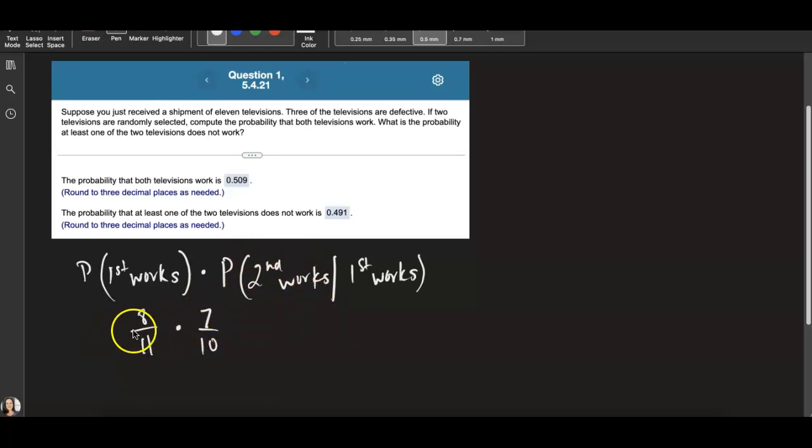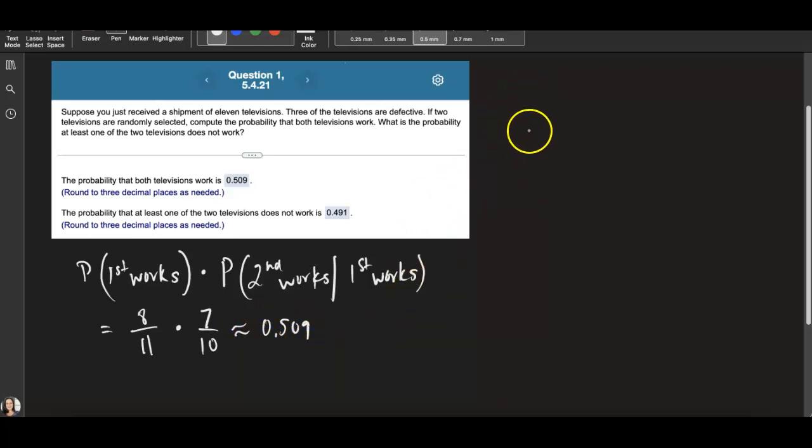So in other words, this is what we end up with as our probabilities individually for each selection, and then we multiply that through to get the probability that both televisions work. And that must be approximately 0.509.